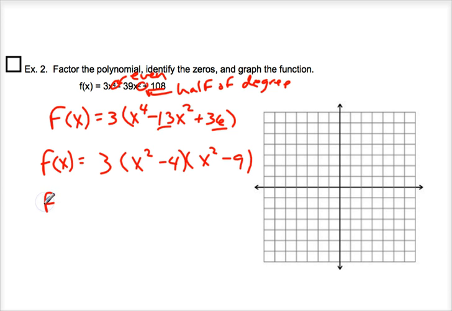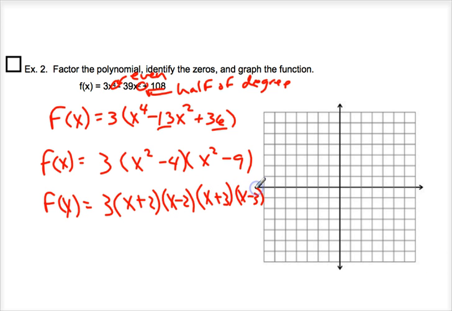Now this isn't done being factored because you can actually factor x squared minus 4. That's a square minus a square. That turns into x plus 2, x minus 2. And the same thing with the x squared minus 9, that'd be x plus 3, x minus 3.